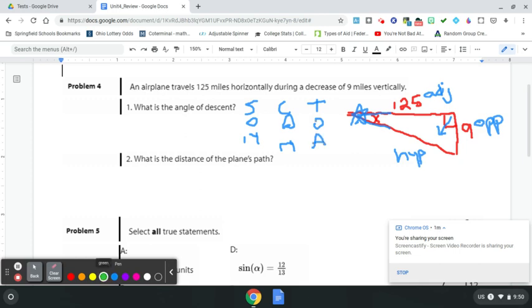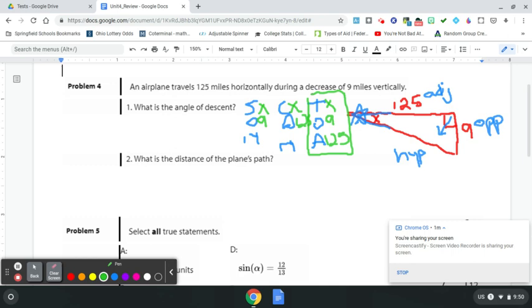I know that the angle is what I'm looking for, so X goes here, here, and here. The opposite side is 9, so 9 goes here and here. The hypotenuse is what I'm missing, so that's blank. And the adjacent side is 125, 125. So I can see that this is a tangent problem.